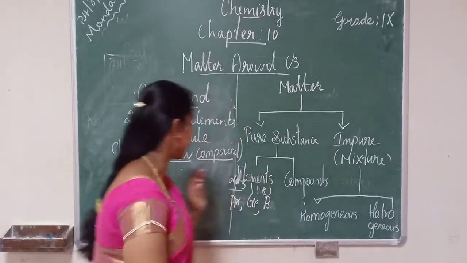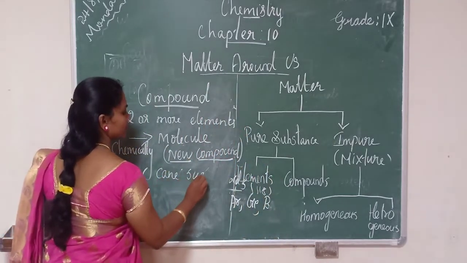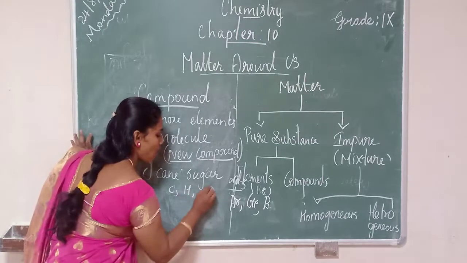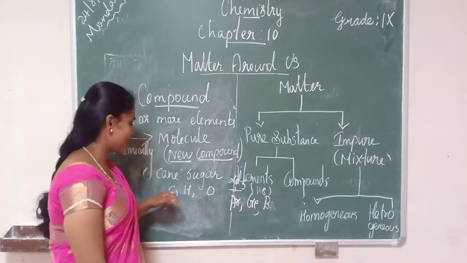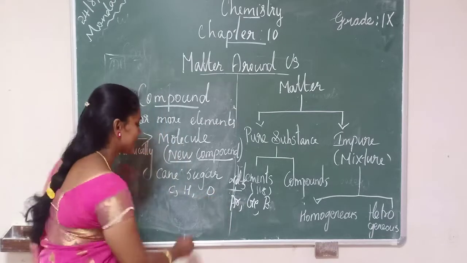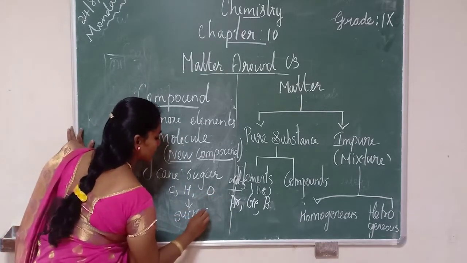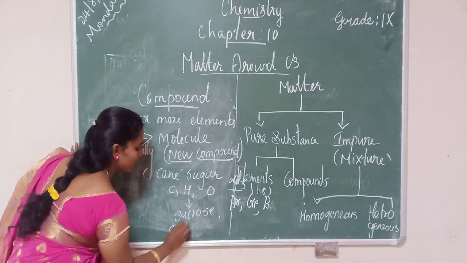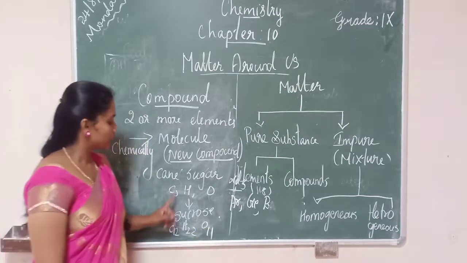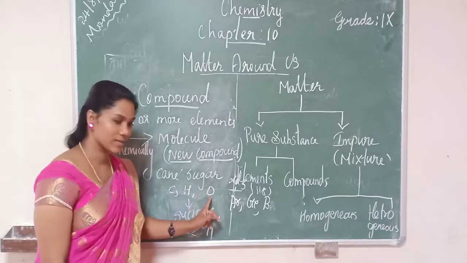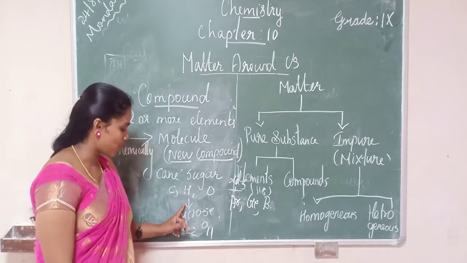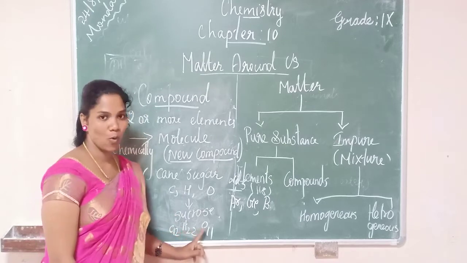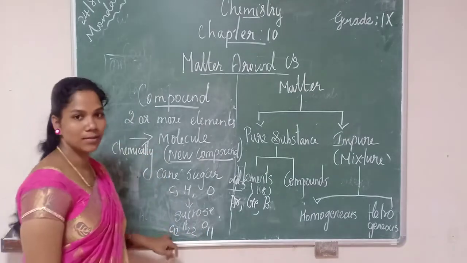Another example is cane sugar. For the formation of cane sugar, we need carbon, hydrogen and oxygen. These elements combine with each other by chemical means and produce sucrose. Cane sugar is nothing but sucrose, which is taken from sugar cane. The formula for sucrose is C12H22O11. So when we combine the different elements carbon, hydrogen and oxygen chemically, they produce a new compound, sucrose, and the molecule present in sucrose is C12H22O11. These are some examples of compounds.